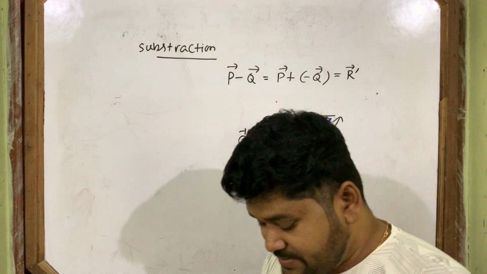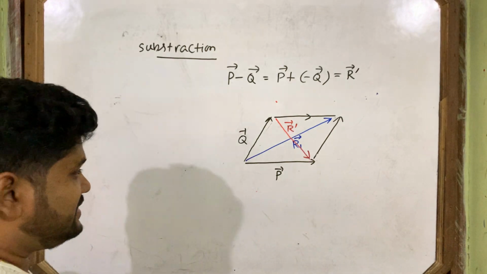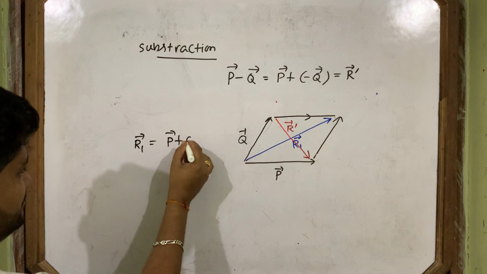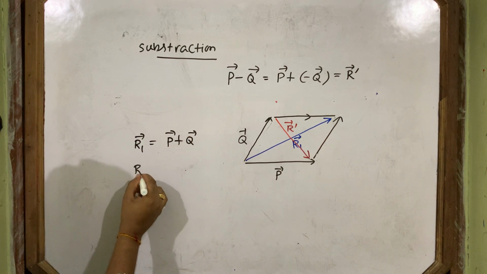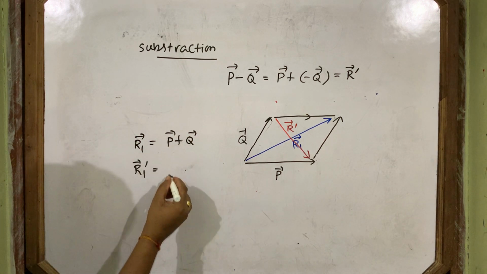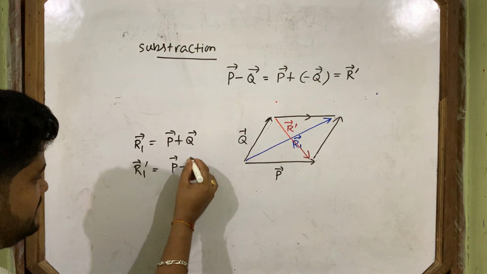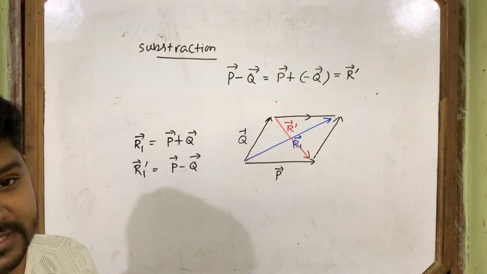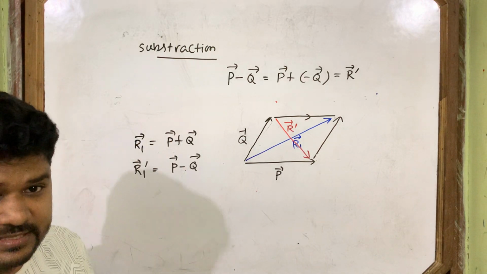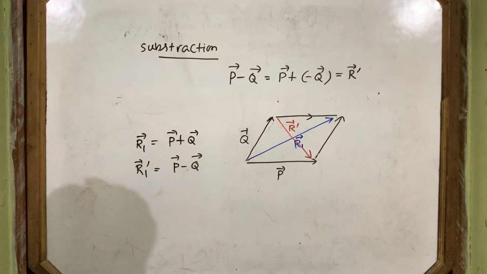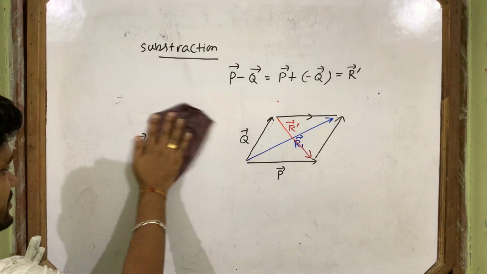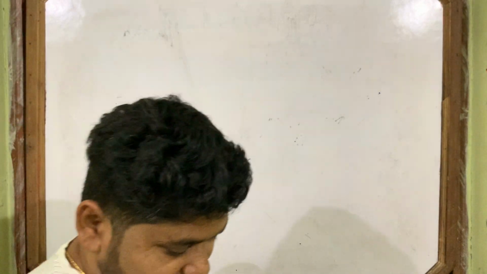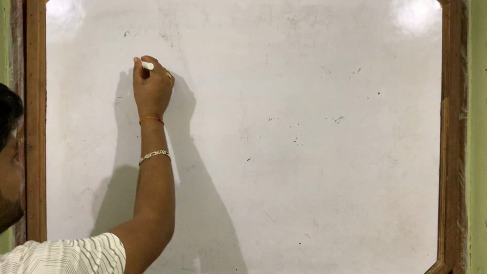This sentence is very important for you. I can write here r1 vector is equal to p vector plus q vector. r1 dash vector is equal to p vector minus q vector. Is it clear? So this is about the subtraction. Now I will give you one question on subtraction.